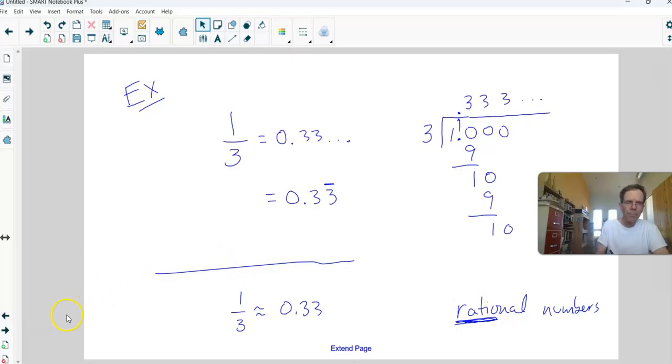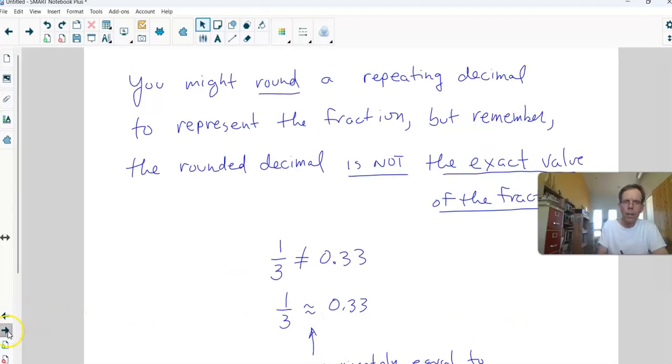Okay, what's next here? Yeah, this is just a note about how you shouldn't use rounded numbers to think you're getting the exact value, right? Rounded numbers are approximations of fractions that have a repeating decimal representation.